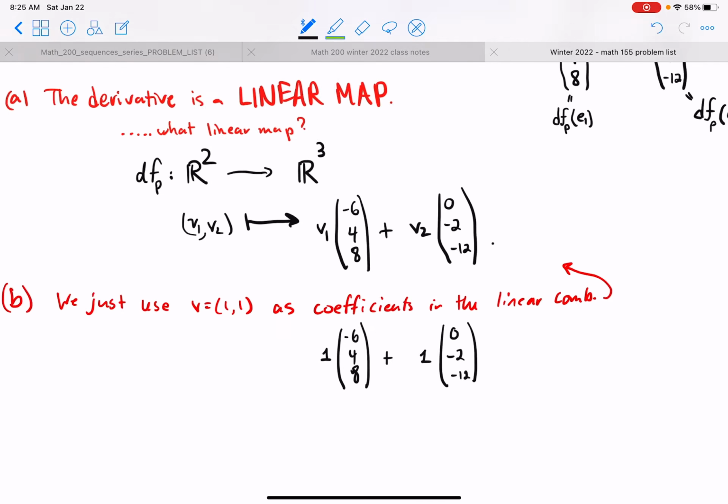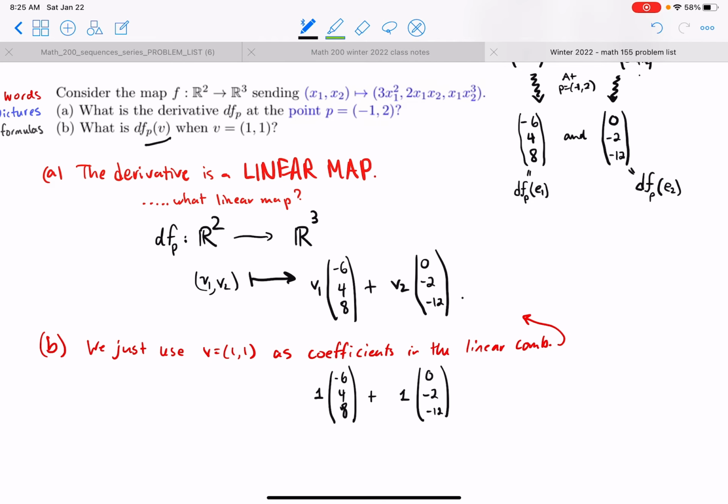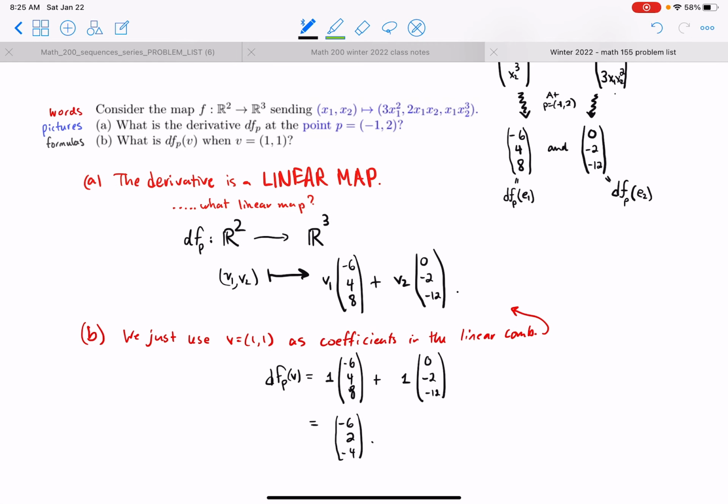And you note that this thing here, df sub p applied to v, is a vector. It's -6, 2, -4. It's a vector now. So df sub p, not applied to anything, is a map. It's an entire map. But then we can plug in to a map. So let's plug in the vector 1, 1. And then we get an output, which is actually a vector.